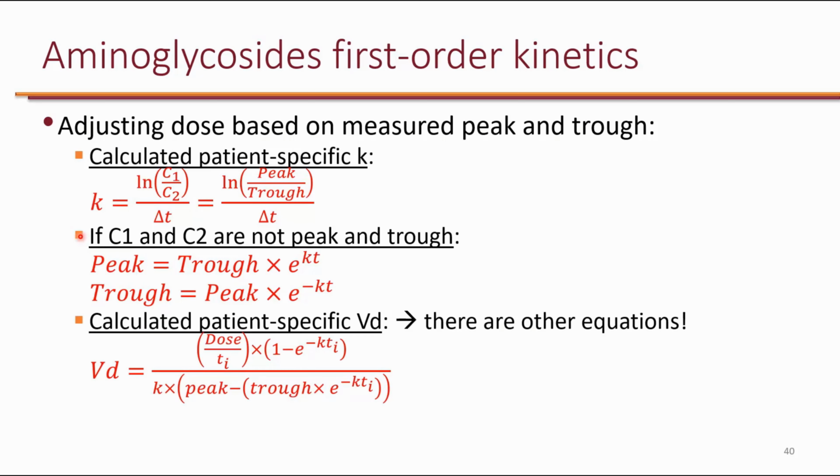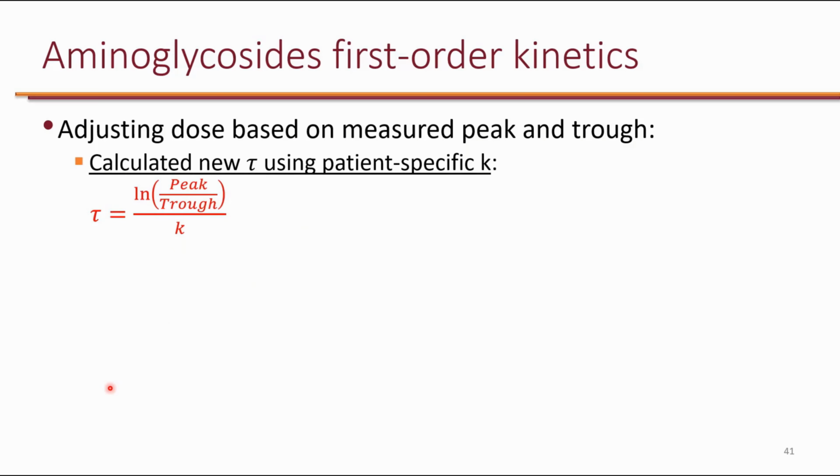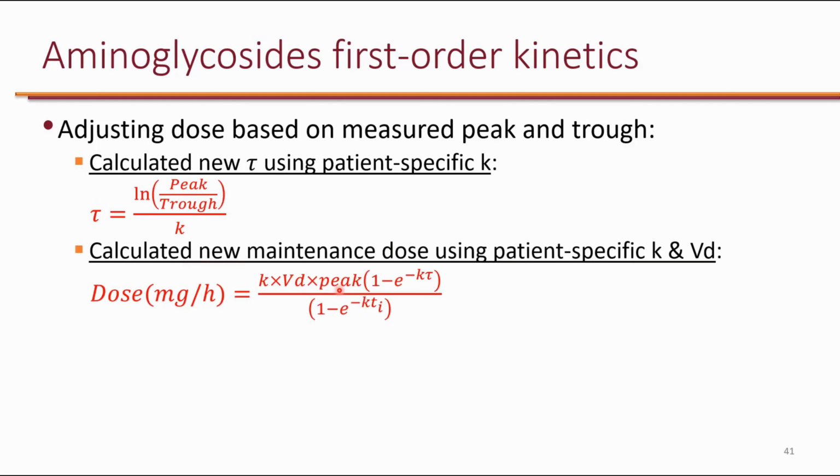And of course, what you do with the K is to get the individualized volume of distribution. So the volume of distribution that we calculated previously was an estimate. But this time, since we have a specific K from the patient, we can actually calculate the actual volume of distribution in the patient. And what we do next is to calculate tau again. So now instead of the estimated K, we use the actual K that we calculated in the patient. So get the new tau. And then using the new tau and using the individualized K and the individualized volume of distribution, now we come up with a dose that's very accurate in the patient.